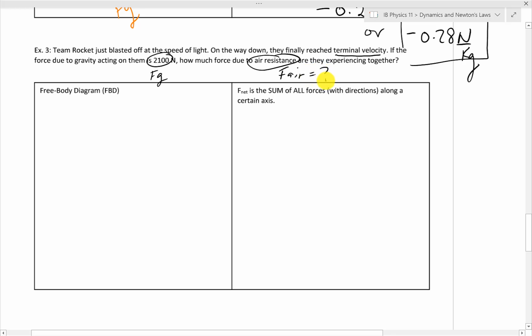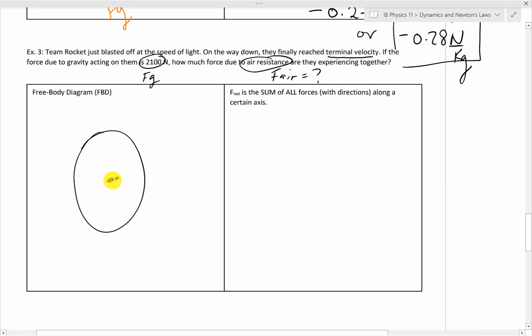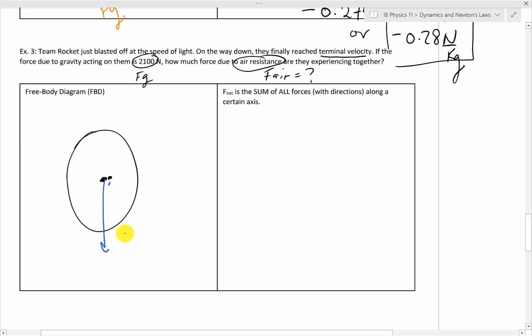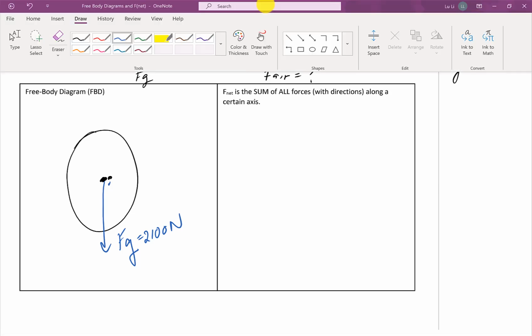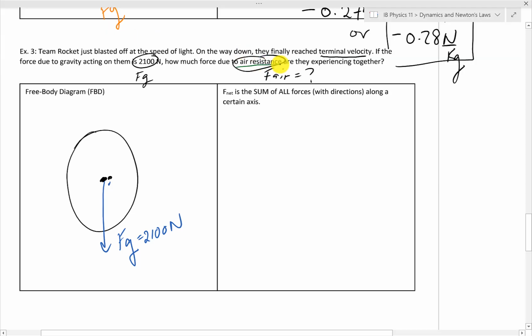Okay, so let's first start with a free body diagram. I'm going to draw Team Rocket as just a circle. Oval, I mean. Okay, and put a dot in the middle. We know that if Team Rocket is falling through air, or if it's in free fall, there is the force due to gravity acting on them, Fg, and we know what that is, 2,100 newtons.